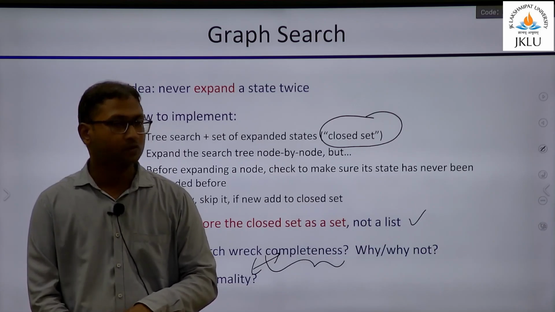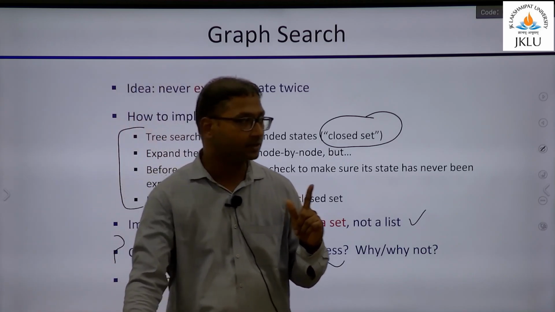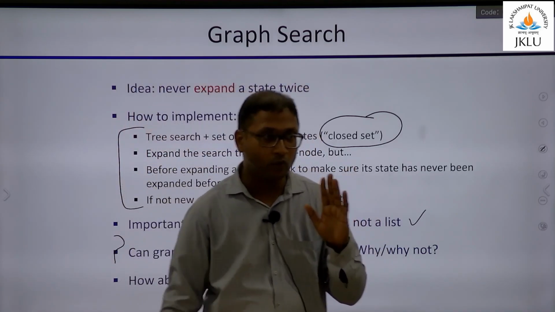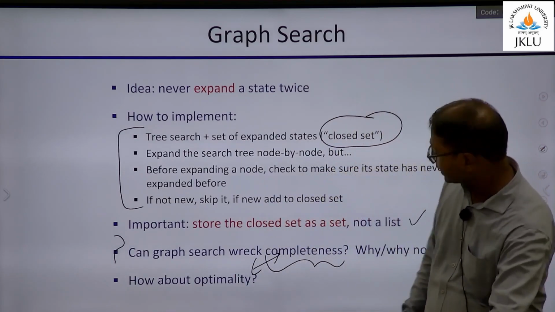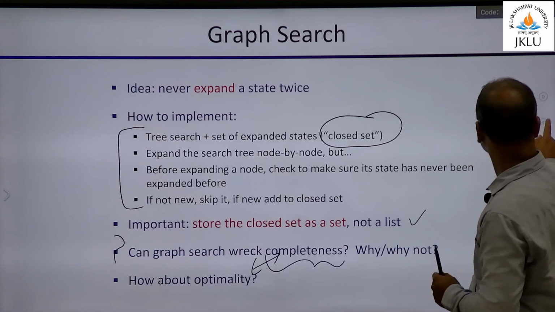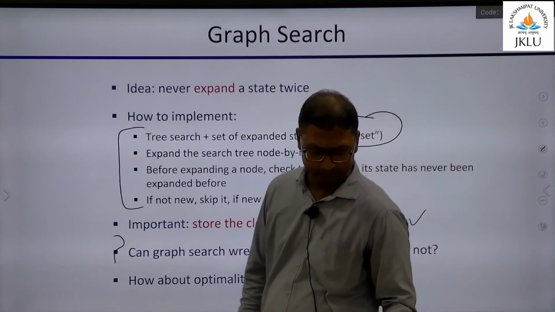So now you have to keep track of those states which have already been expanded, right? I don't want to expand them anymore. Anything that can go wrong? Is there any correctness issue, by the way, in this?